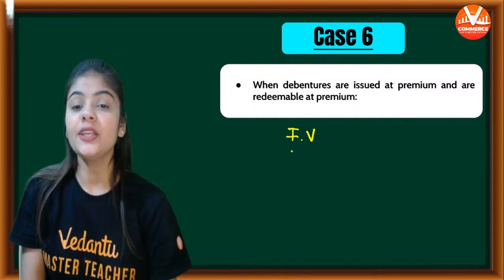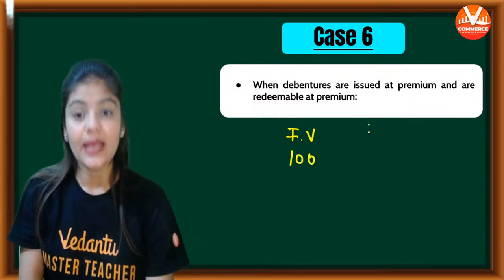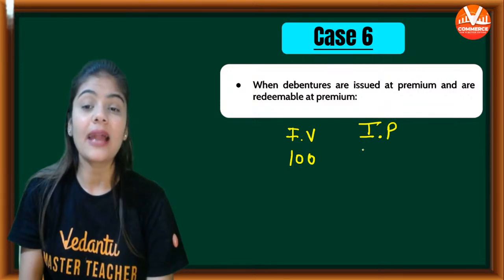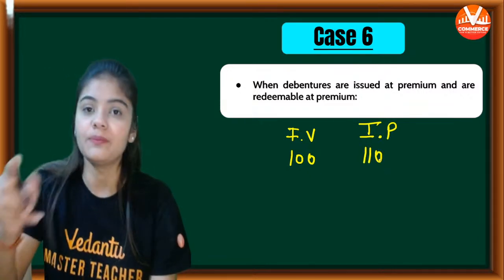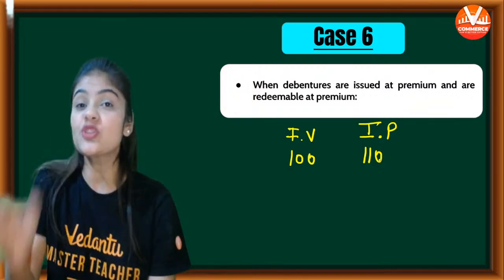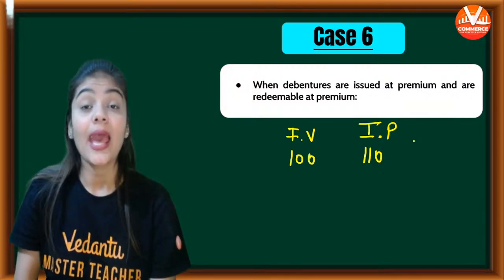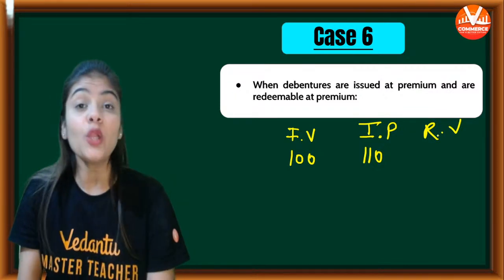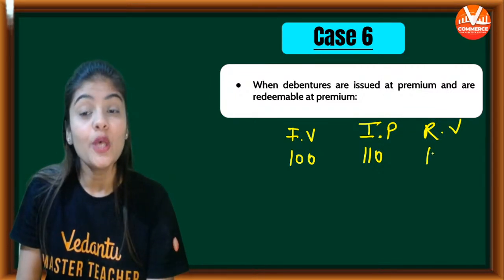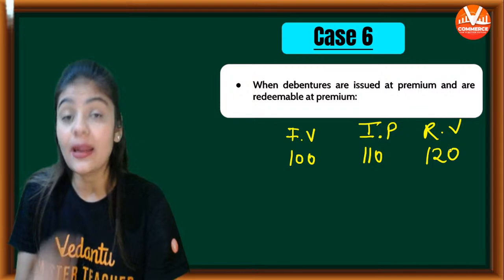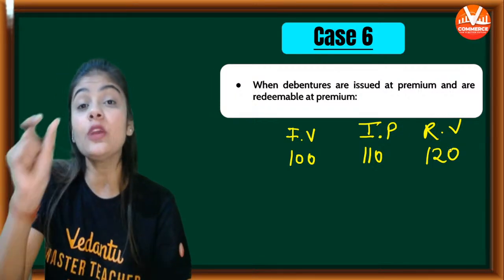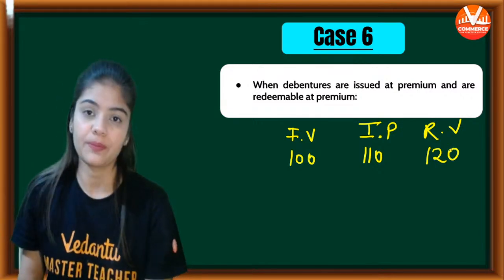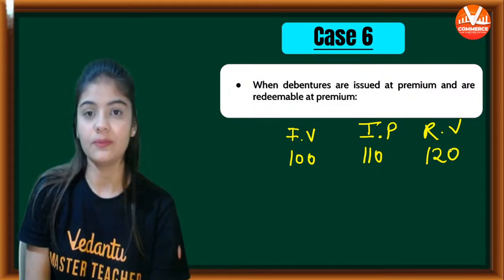The face value is 100 rupees. The issue price is 110. They are issued at premium. A 100 rupees share is issued for 110. And they are redeemable also at premium. So the redemption value is 120. You have to pay 20 rupees premium on redemption. So this is the example.